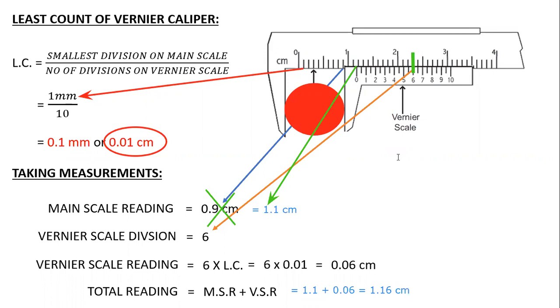Yeah, VSD is vernier scale division. It's the same. I just wrote it in full form. VCD also, you can write vernier scale coinciding division. Yeah, Arav, I'm going to come to it. Don't worry. So is this question clear? Any doubt? Should I move further?